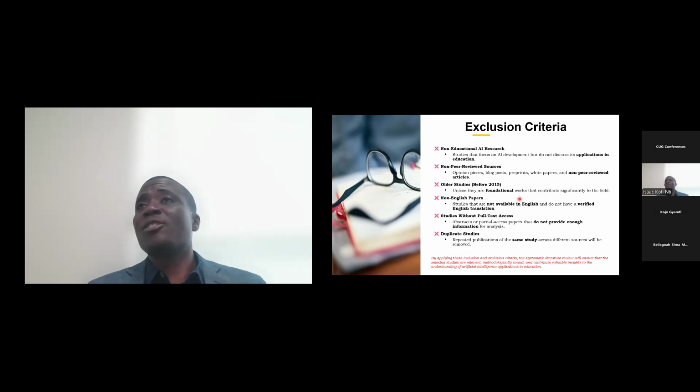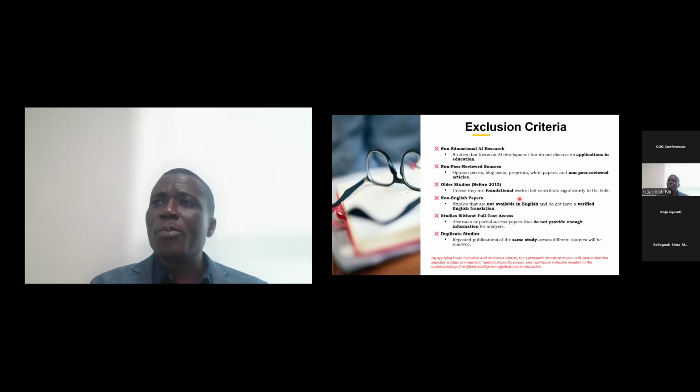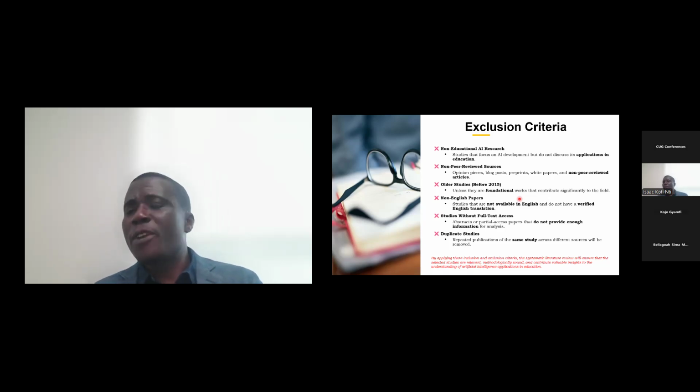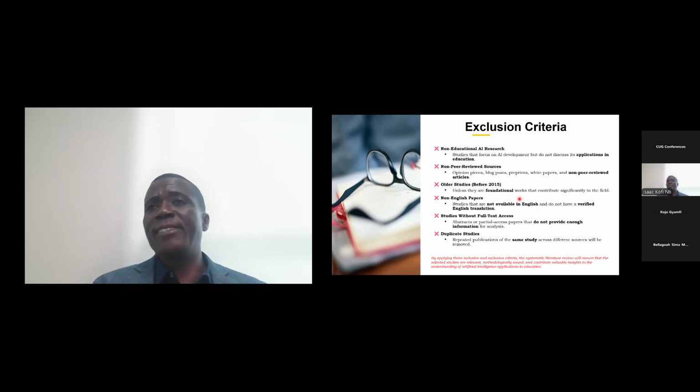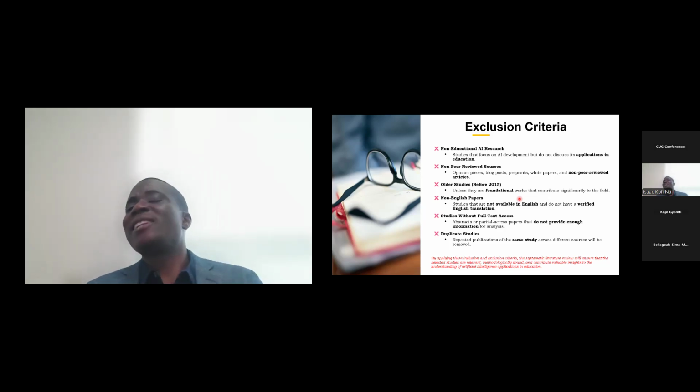Studies without full text. There are some studies where I only get the abstract. If I want to download it, I have to pay. I don't have the money to pay. My school cannot give me free access. I drop them. And then duplication. I've seen several papers that were published in a conference, and the same paper with a little modification is published in a journal. You don't see any big differences between those two papers.